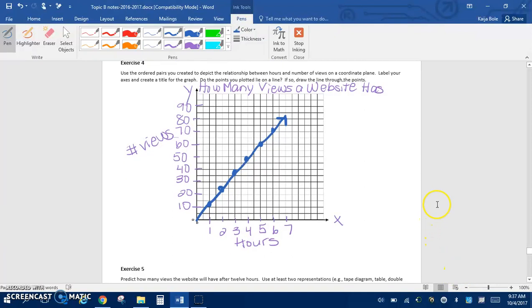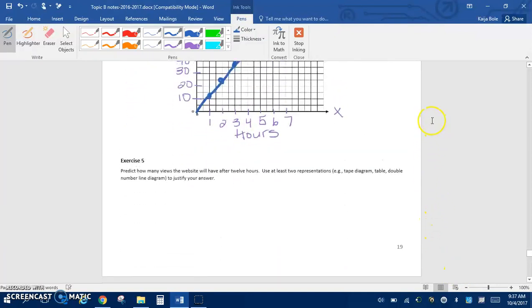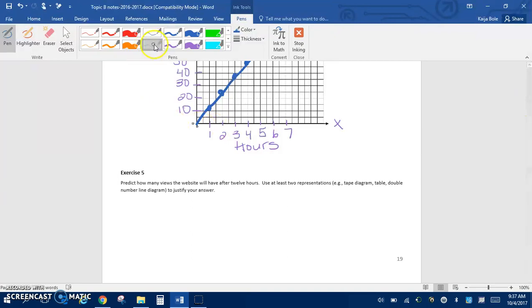And then we're going to look at exercise 5. Exercise 5 says, predict how many views the website will have after 12 hours. Alright, we're going to cross off this next part by using 2 representations. Right here, I want to go back to the equivalent ratios. So I'm going to write that in. We're going to use equivalent ratios, which was also the algorithm.